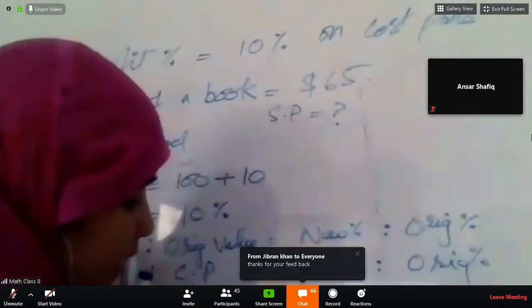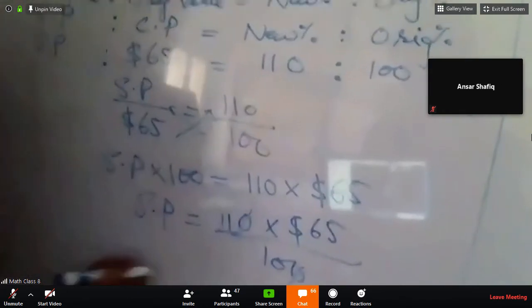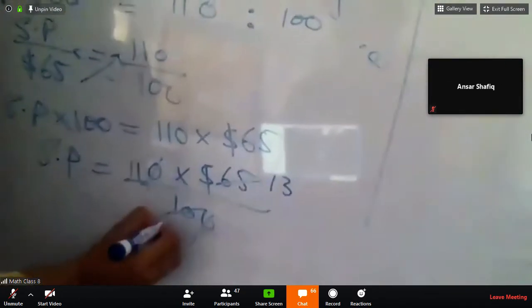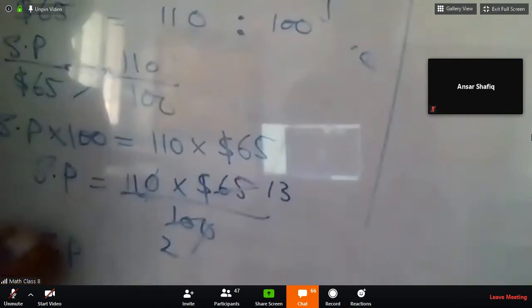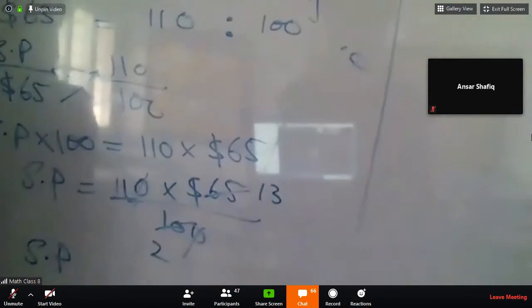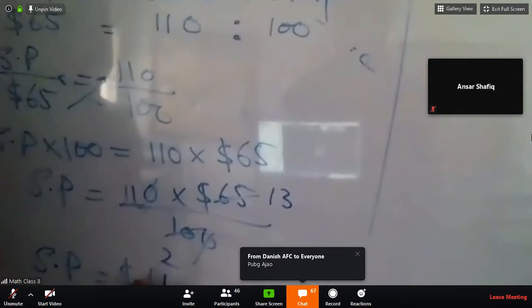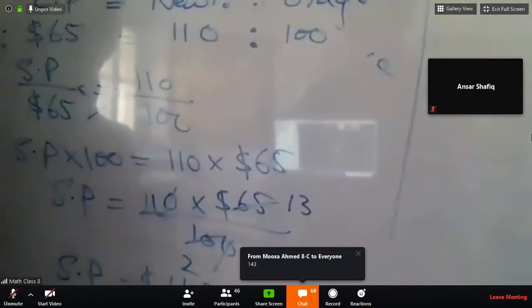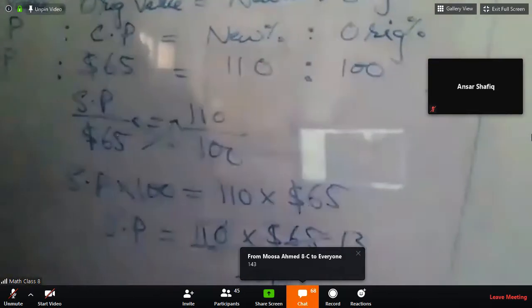110 multiplied by 65, upon 100. First of all, 0 to 0 cancel. 5 ones are 5, 5 threes are 15, 5 twos are 10. 13 times 11 becomes 143. 143, divided by 3, gives you the selling price.